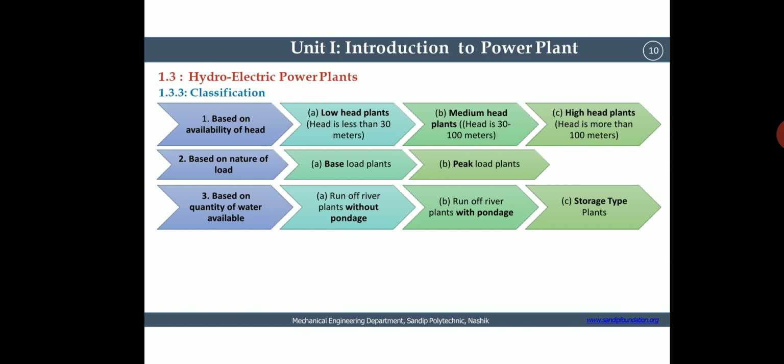Then the third classification is based on the quantity of water available. First in that is run-of-river plants without pondage, then run-of-river plants with pondage, without and with. And last is storage type plants. So based on this, the hydroelectric power plants are classified.